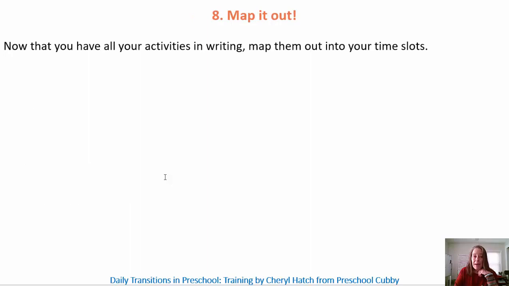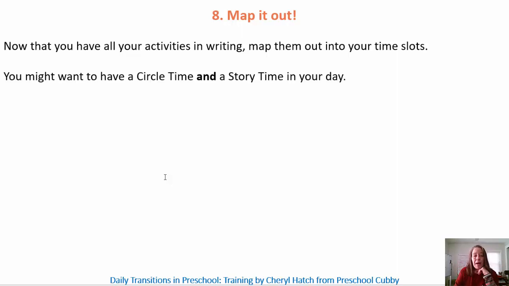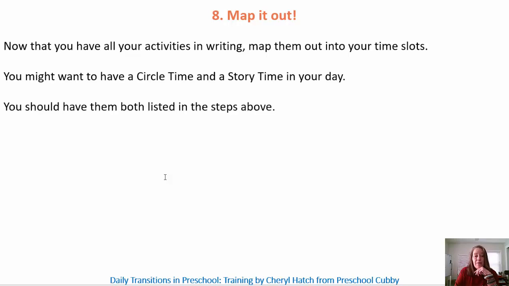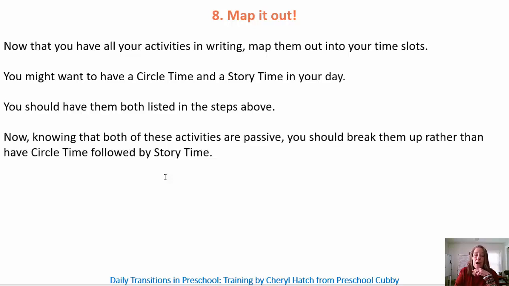Okay, the next step, map it out. So now that you have all your activities in writing, you know which ones are non-negotiable. These are the times they need to happen. And the other activities that you want to have happening during the day, map it out into your time slots. You might want to have a circle time and a story time, as we talked about earlier. So you should have them both listed in the steps above that we just went over. So now, knowing that both of these activities are passive, you're going to want to break them up. So you don't want to have circle time and then have your children go to story time.